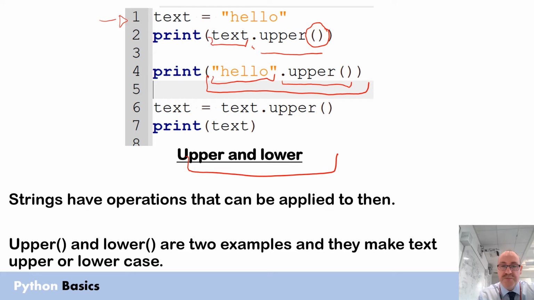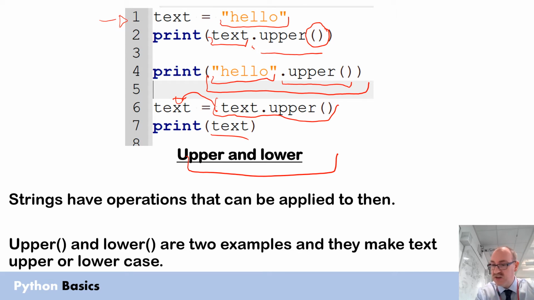Finally, what I can do is make that text upper, so it's still using this text up here, this word hello. It then makes it upper and assigns it back to itself. So it's basically overwritten the original lowercase text with uppercase. Now the variable text has the capital hello in it. Then it prints that off as per normal.